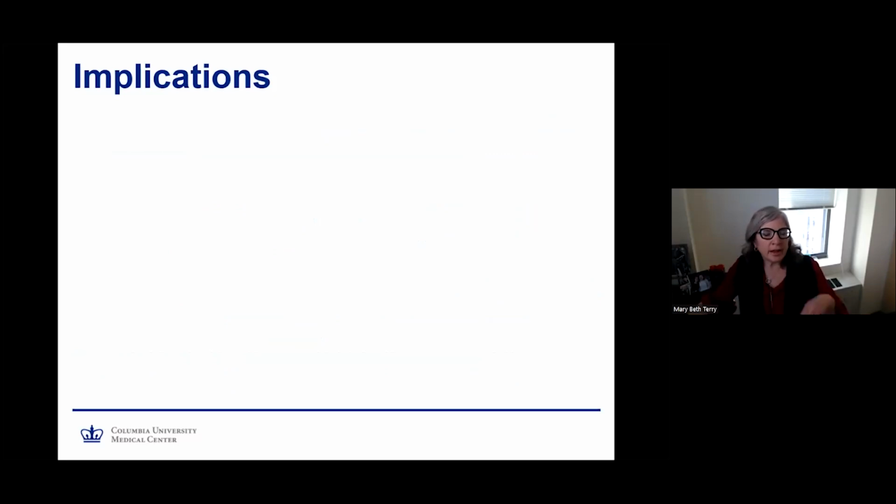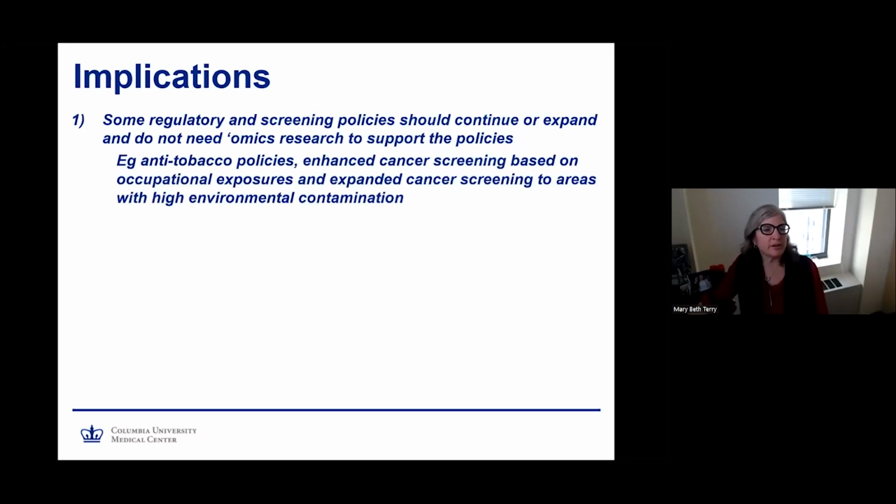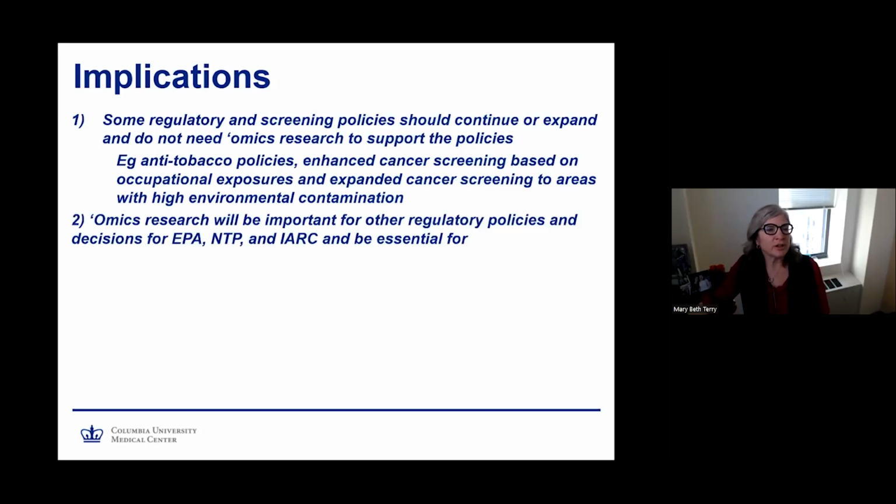So finally, I was asked to briefly summarize what the implications may be from what we know. Some regulatory and screening policies should continue or expand and do not need omics research to support them. These would include anti-tobacco policies, enhanced cancer screening based on occupational exposures, and expanded cancer screening to areas with high environmental contamination.